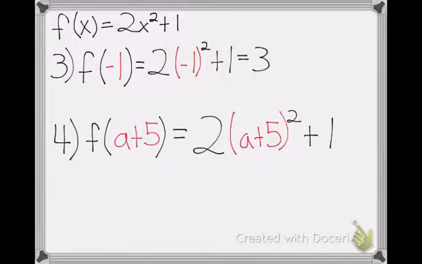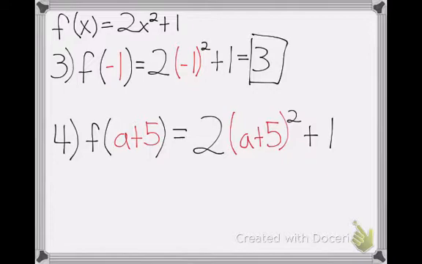In part 3 of this example, we plug negative 1 in for x, which I've written in red here. So instead of 2x squared plus 1, we end up with 2 times the quantity negative 1 squared plus 1. Negative 1 times itself, that is to say negative 1 squared, is 1. Times 2 is 2, and plus 1 in the end is 3. So 3 is the output corresponding to the input x equals negative 1.